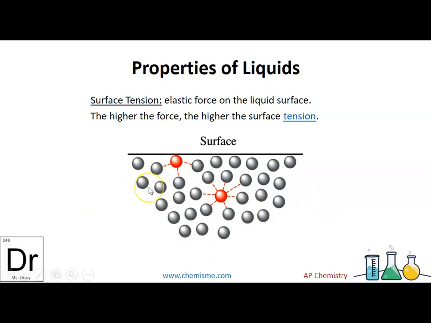So if you look at the little diagram, the particles in the middle are pulled in every direction equally and therefore stay somewhat stagnant. But the ones on the top are being pulled only sideways and down. There's nothing being pulled up. In that case, the whole top is being pulled down like gravity, and it creates a tight surface for a limited amount of time, just as tight as its intermolecular forces are strong.